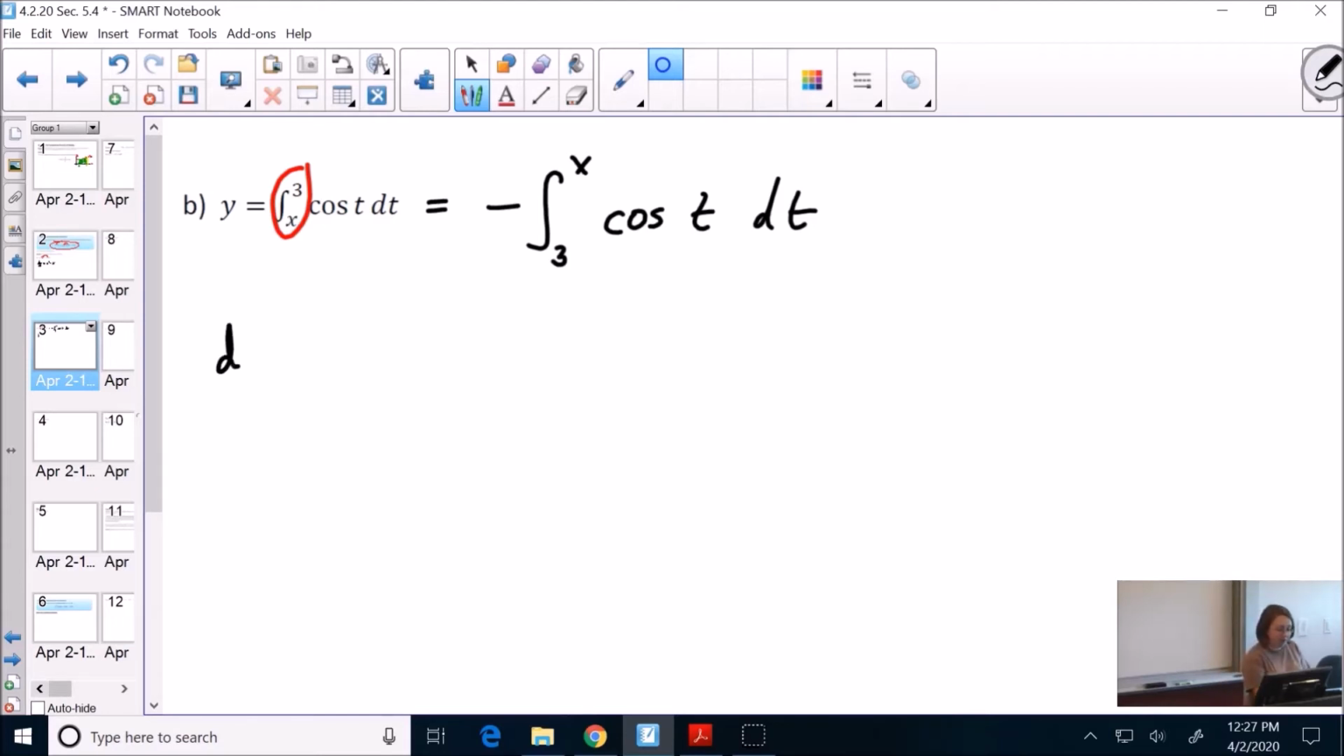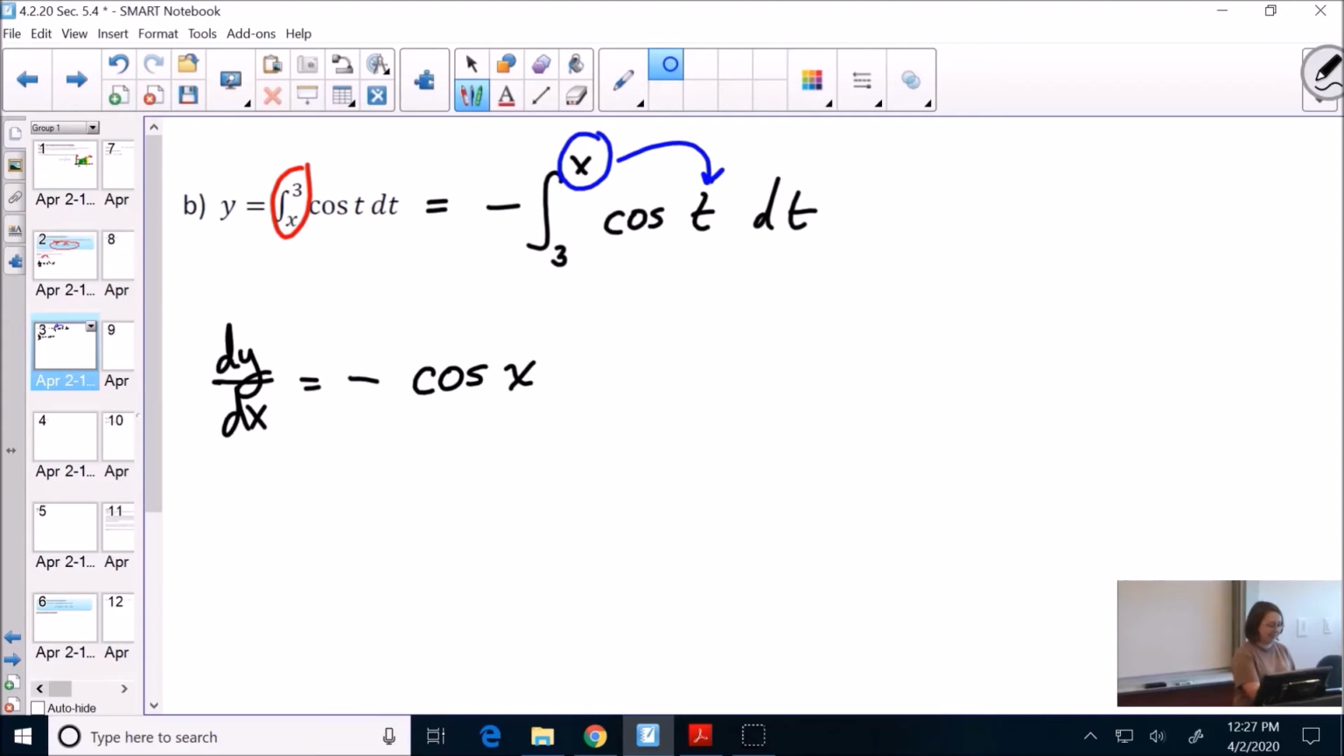If we want to find dy dx, we take the derivative of the integral, and the negative is still going to be there. Negative in front, he hangs out. What you have to do is take your x and plug it into the function inside of the integral, wherever there was a t. Instead of cosine of t, we have cosine of x. Cool.